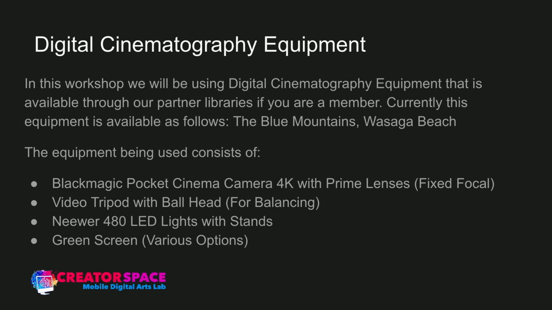We also have the newer 480 LED lights, which are about a 500 watt equivalent, and come with stands. And then there are some green screen options. Each library carries some green screens that they've brought in through our project, but also through what's already available at the library. Now, green screens are really cost effective. You can buy these for $20, $10. You can just get fabric. You can use something, and as we'll demonstrate, it can be different shades roughly.